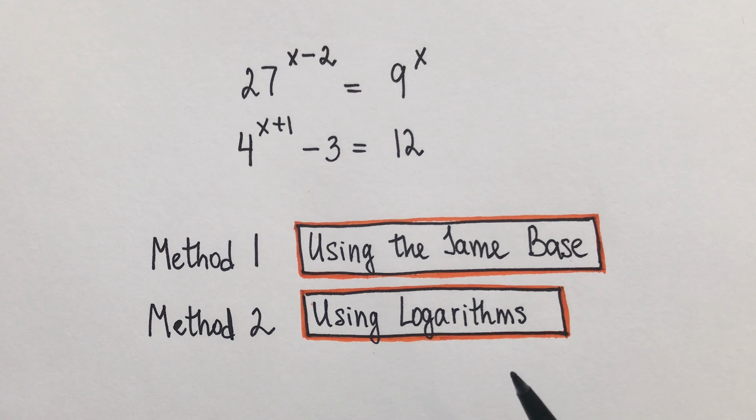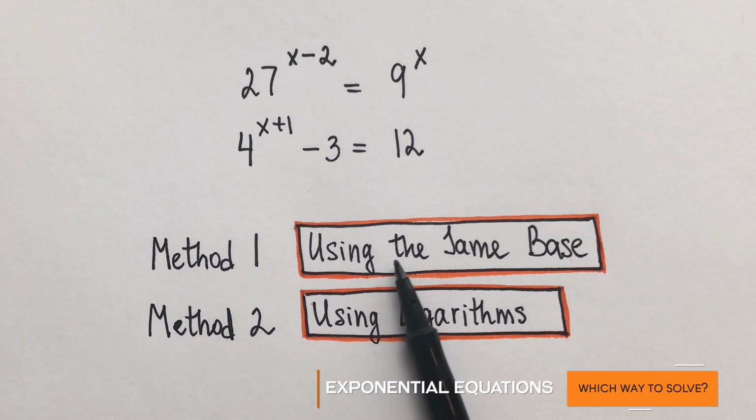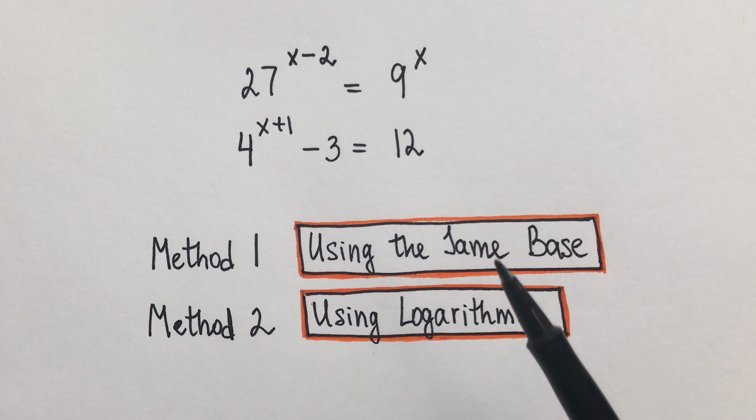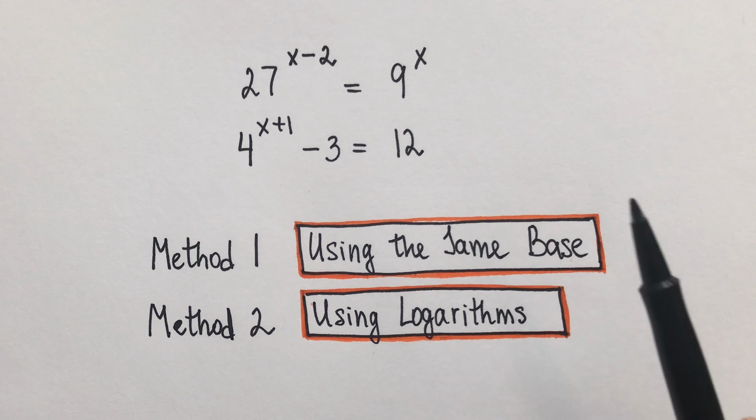There are two methods to solve exponential equations. One is using the same base and the other one is using logarithms. So when you have an equation, how do you know which method to use?